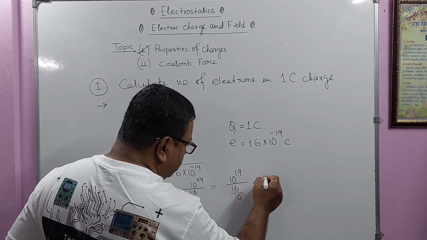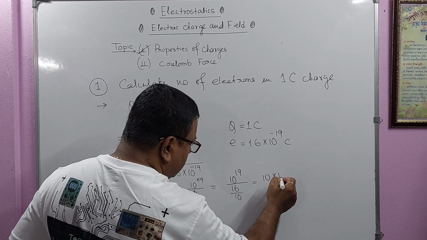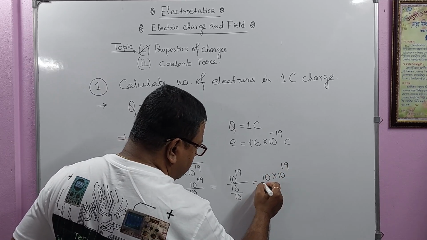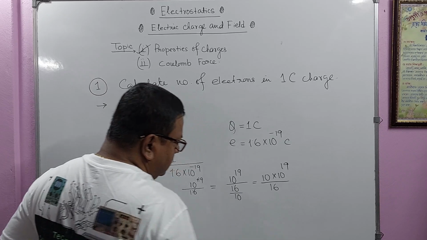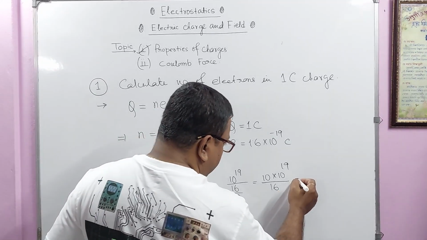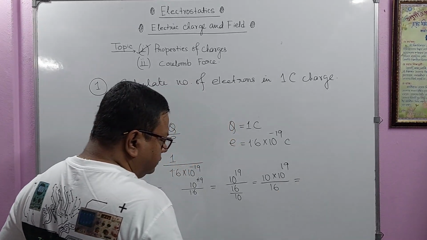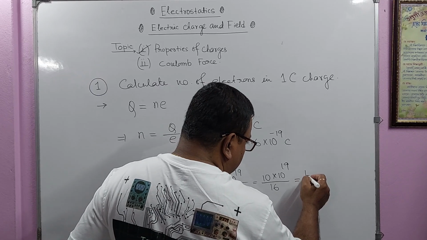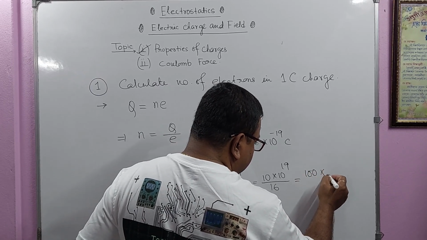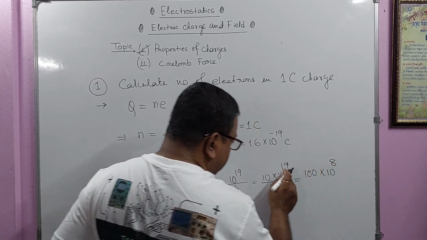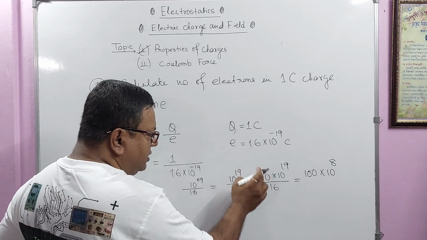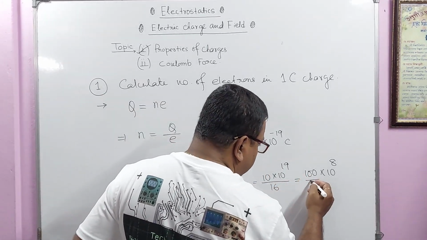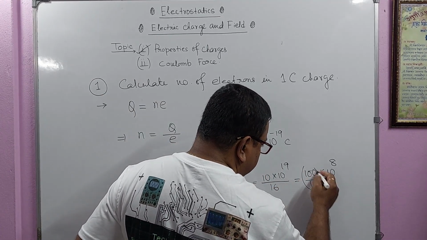Then it becomes 10 into 10 to the power 19. Here 16. Now we can solve it like this. So we are simply putting 1 0 with 10. So it's become 100. So it's 16.